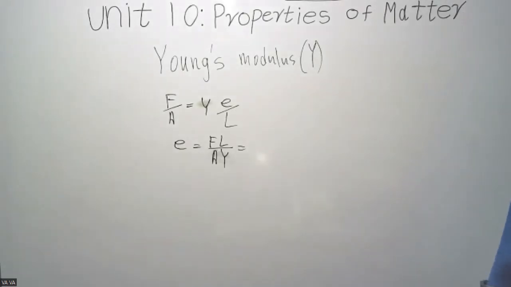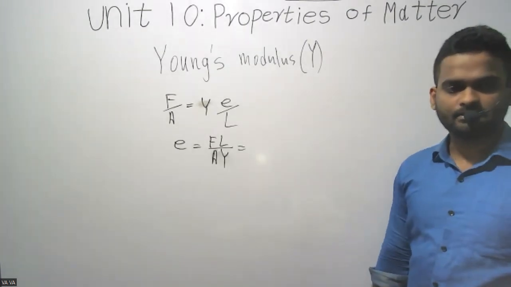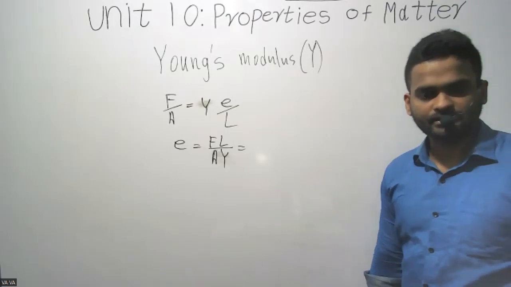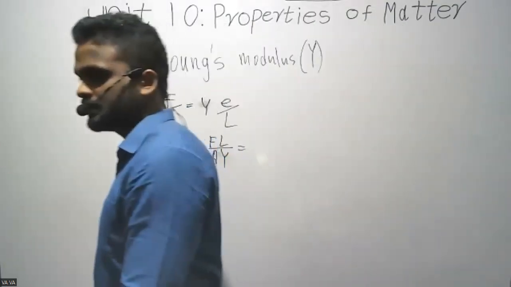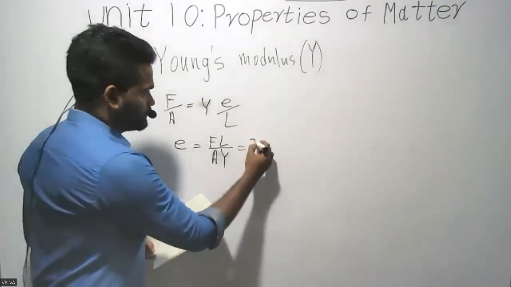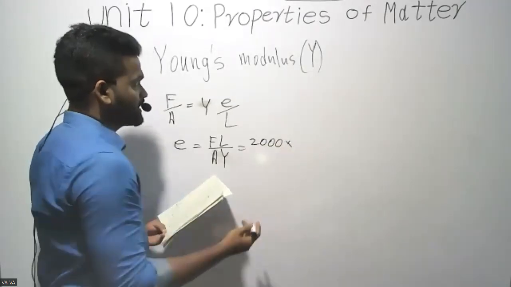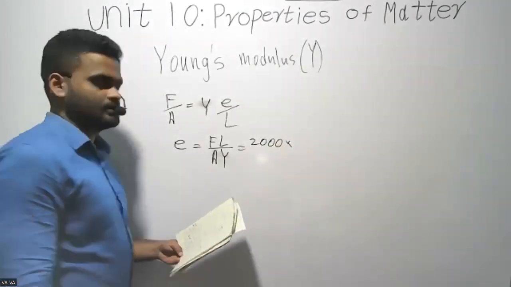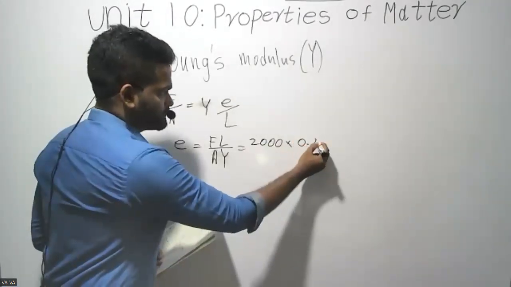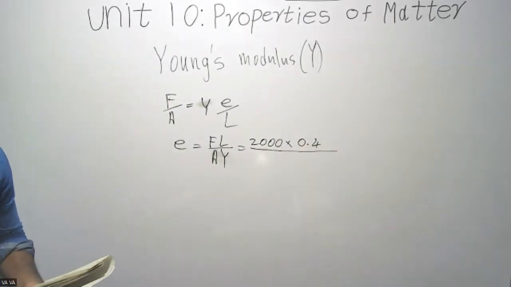You have to do the simplification, right? You will have similar simplifications in the exam, so you have to practice for these simplifications, right? Force is 2000. Length is 40 centimeters, so it is 0.4 meters. You have to substitute it in meters.